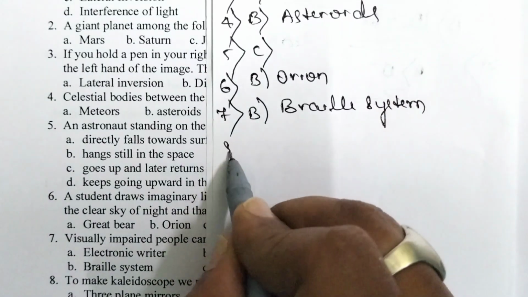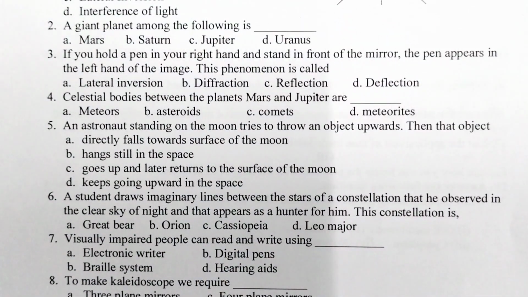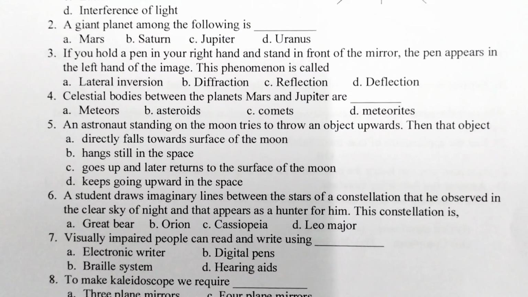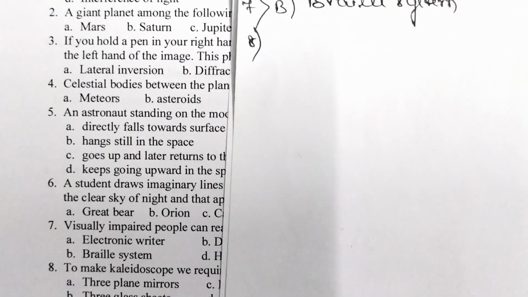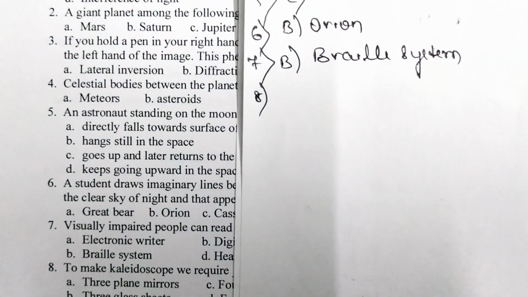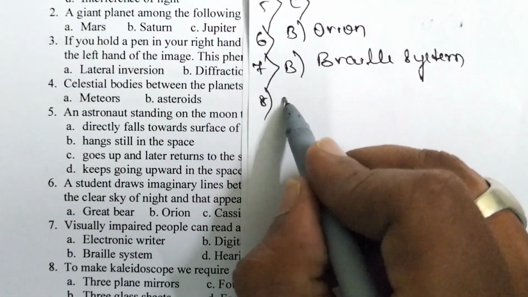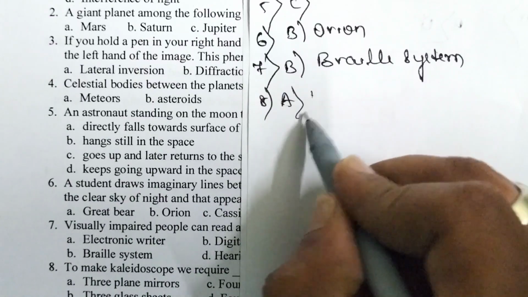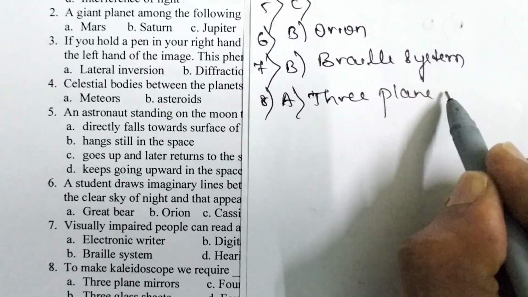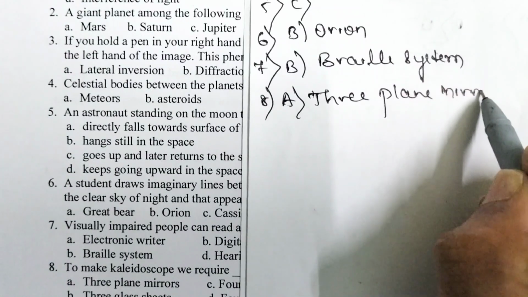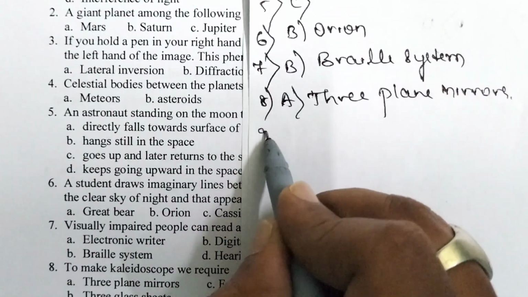Now let us move to the eighth question. To make a kaleidoscope, we require 3 plane mirrors, 4 plane mirrors, 3 glass sheets or 4 glass sheets. The right answer for this eighth question is option A. We require 3 rectangular shaped plane mirrors.